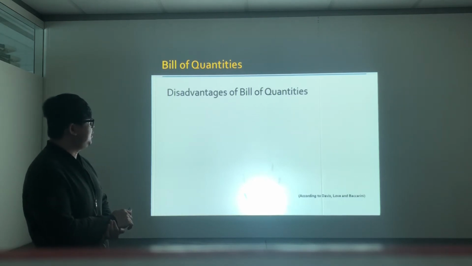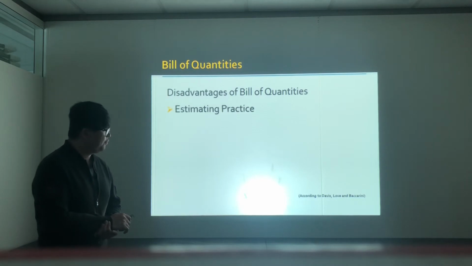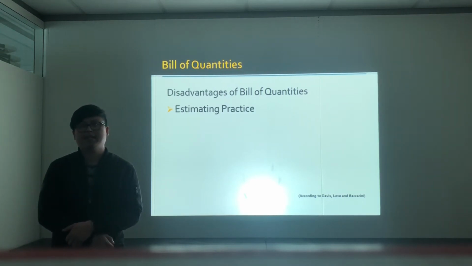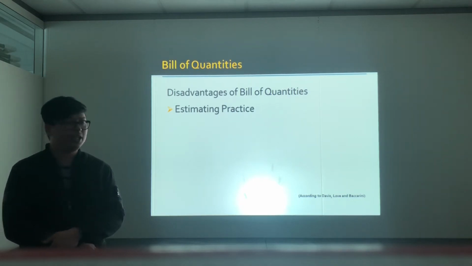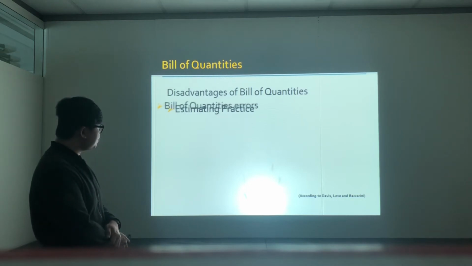Next are the disadvantages of bill of quantities. First is the estimating practice. Tenderers may ignore the provided specification and drawings, and will price only according to the BOQ. It usually happens during the tender period.